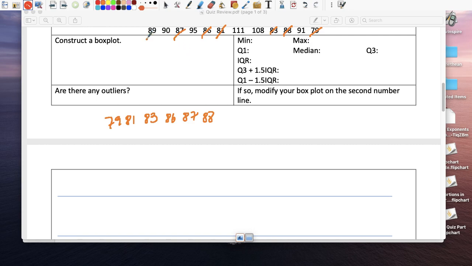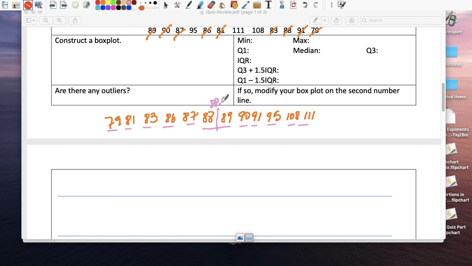We have an 89. We have a 90. We have a 91. We have a 95, 108, 111. Right, so box plots are easy because it's just a median. So the number in the middle, let's see, 1, 2, 3, 4, 5. 1, 2, 3, 4, 5. We have two numbers in the middle, so the number is 88.5.